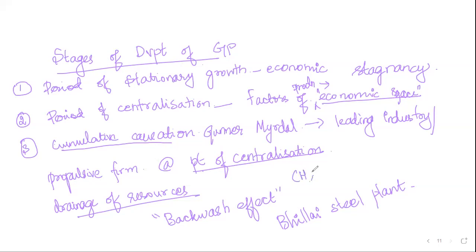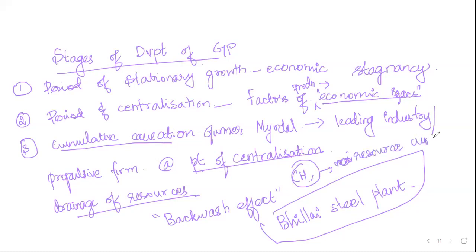Example, Chhattisgarh got the Bhilai steel plant, which is a major steel plant of our country. But just because the Bhilai steel plant is there, can you say Chhattisgarh is developed? No. Chhattisgarh is what you call, there is a specific word for it, mineral curse. Yes, a resource curse region. It is a resource cursed region.